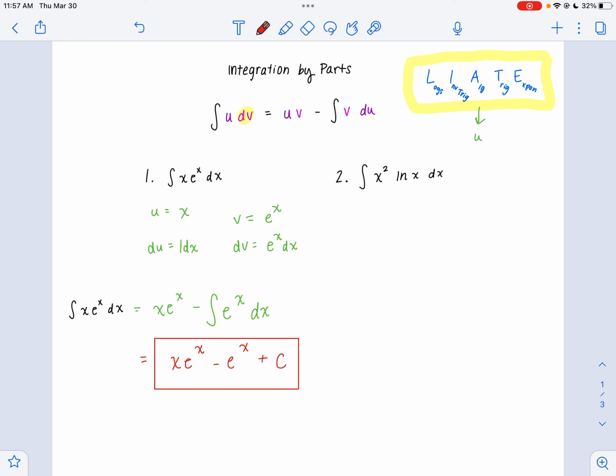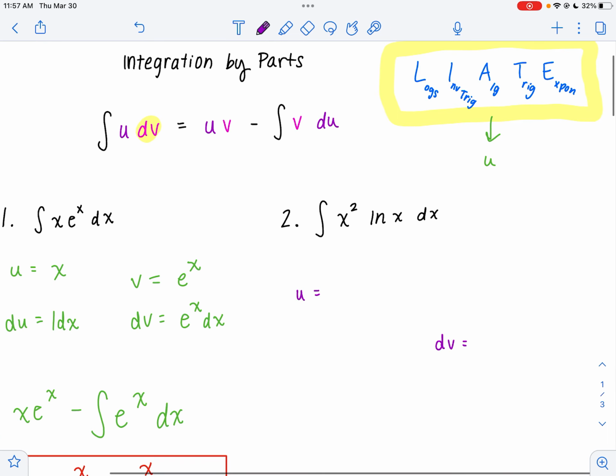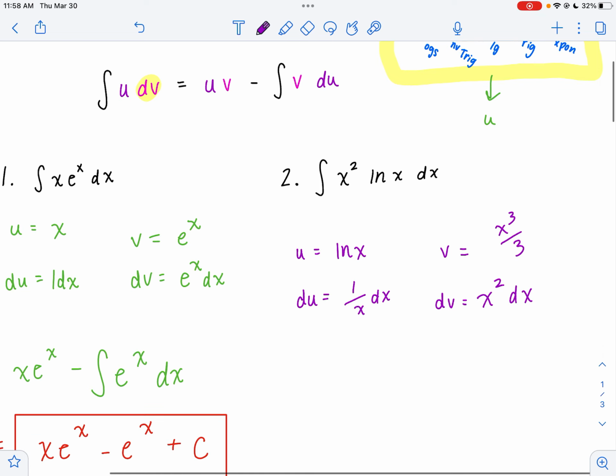So for number 2, very similar case, but maybe a slightly different outcome. Now when I want to select my u and my dv, it looks like natural log is what comes first. So in this case, natural log of x is what I'm going to pick for my u. That defaults my du to 1 over x. And then that also defaults that x squared becomes my dv. And then for my v, we have to integrate x squared, getting x to the third over 3.